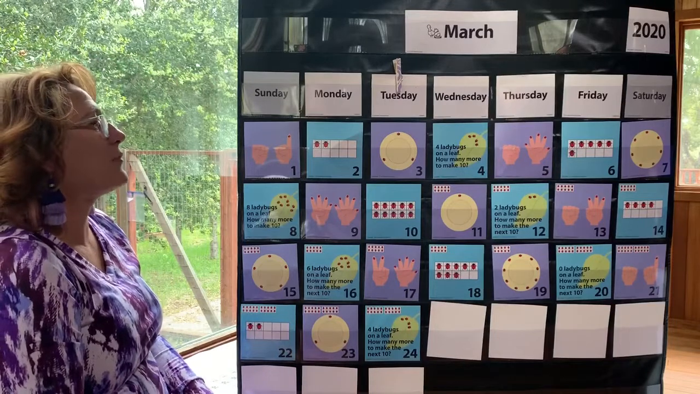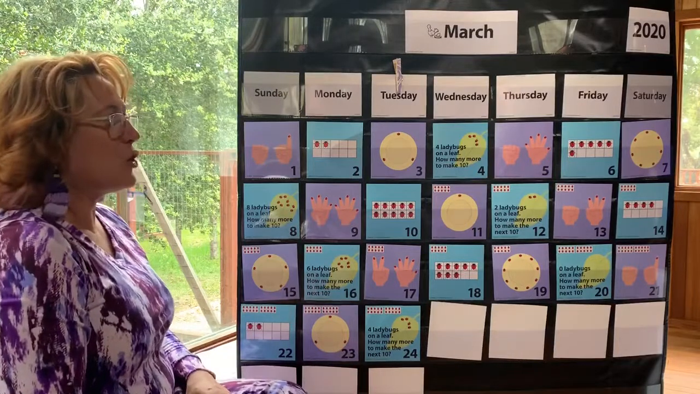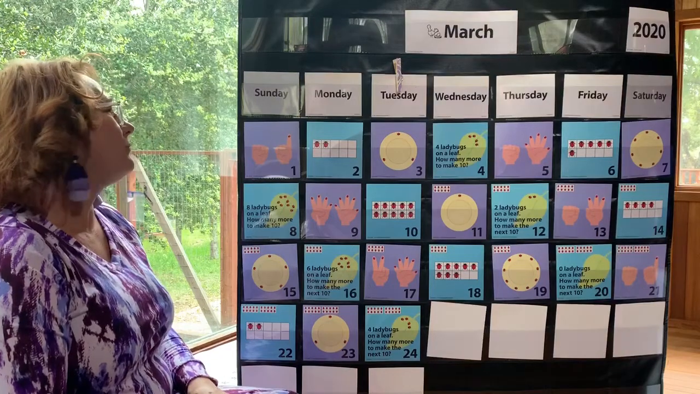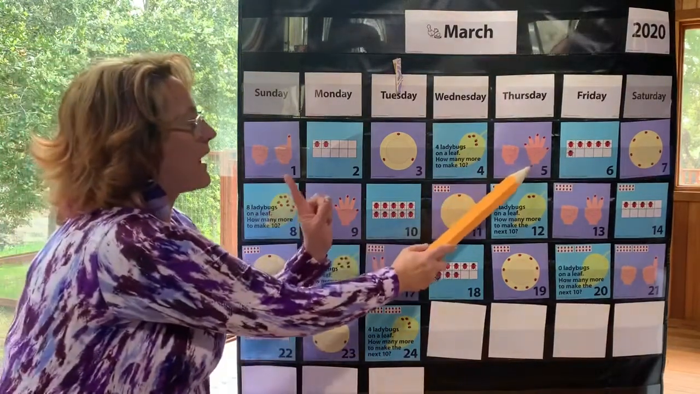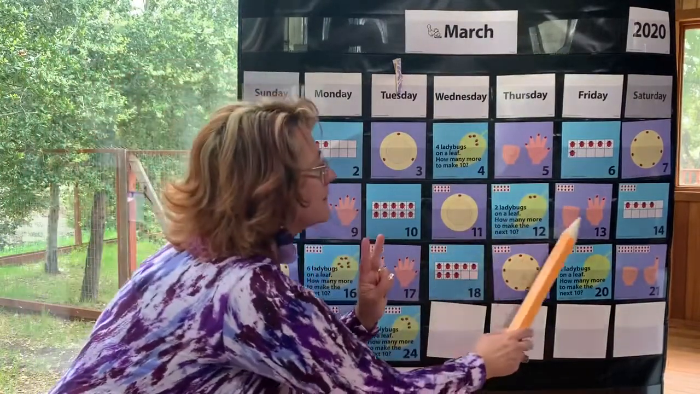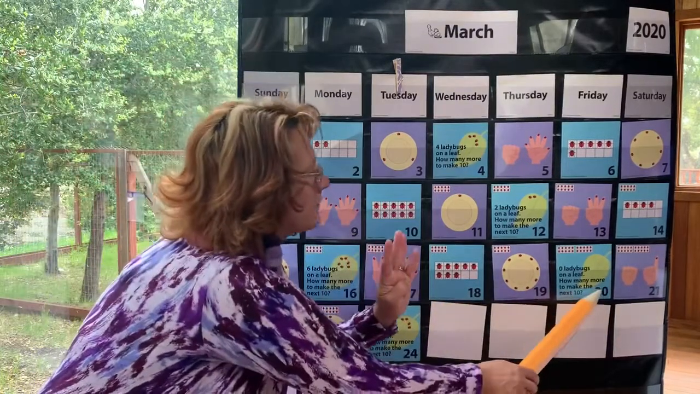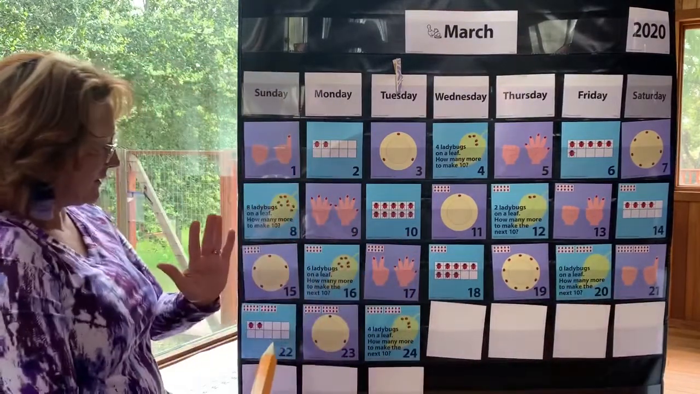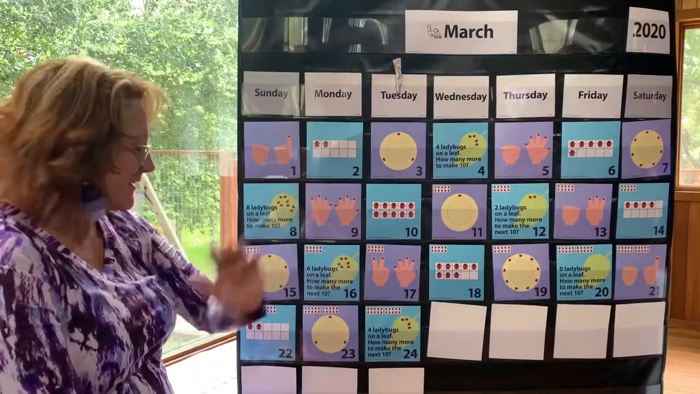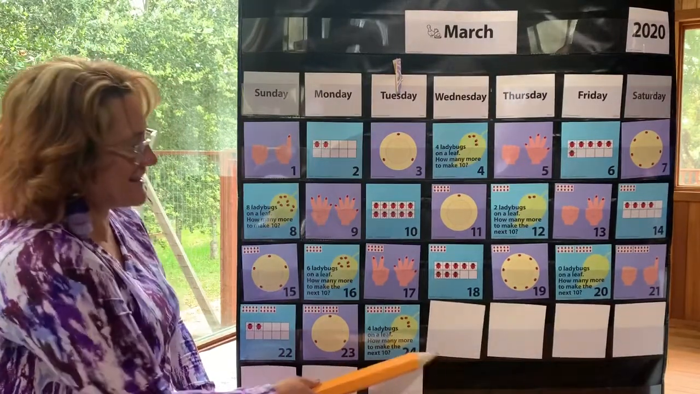All right, let's count by 5s. I want you to think about it. How many 5s do you think I'm going to count right now? Let's try. 5, 10, 15, 20. We have to stop at 4 because we can't get to the next 5.